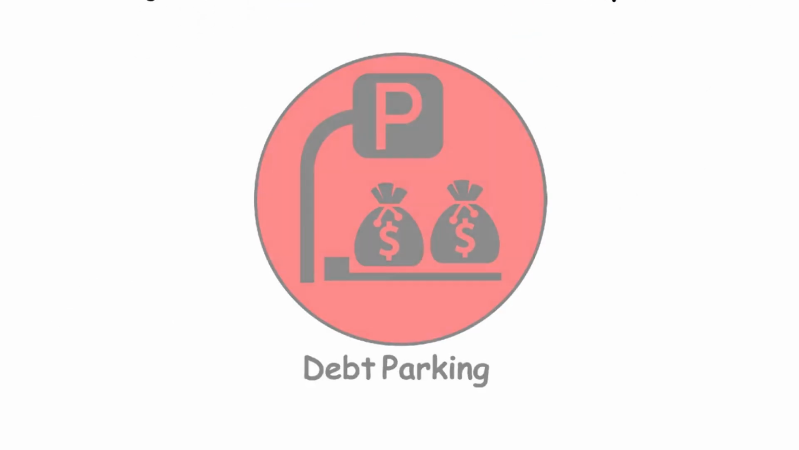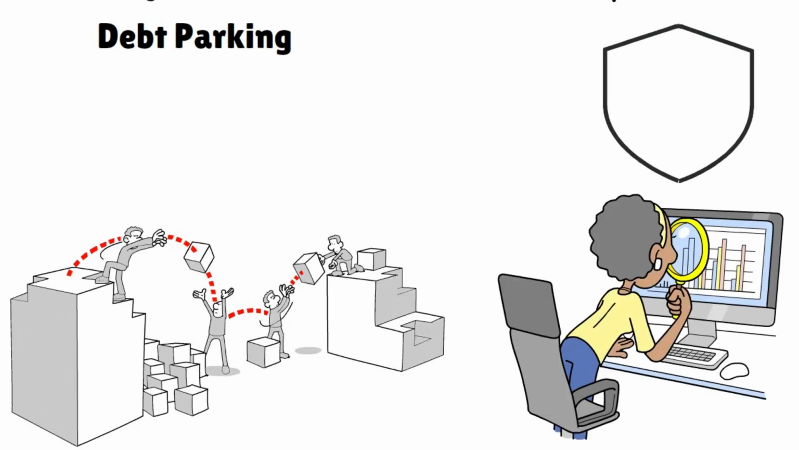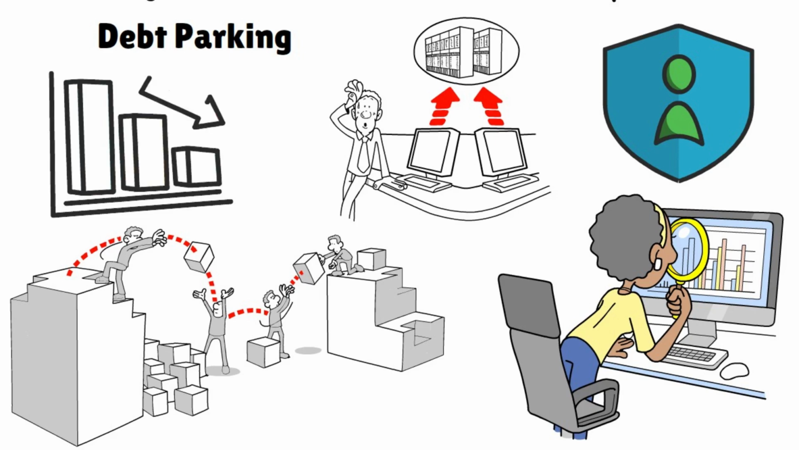Debt parking. Debt parking occurs when a company temporarily transfers debt to another party to manipulate its financial position or to avoid tax liabilities. This practice can involve transferring debt to related entities or third parties to artificially reduce taxable income.